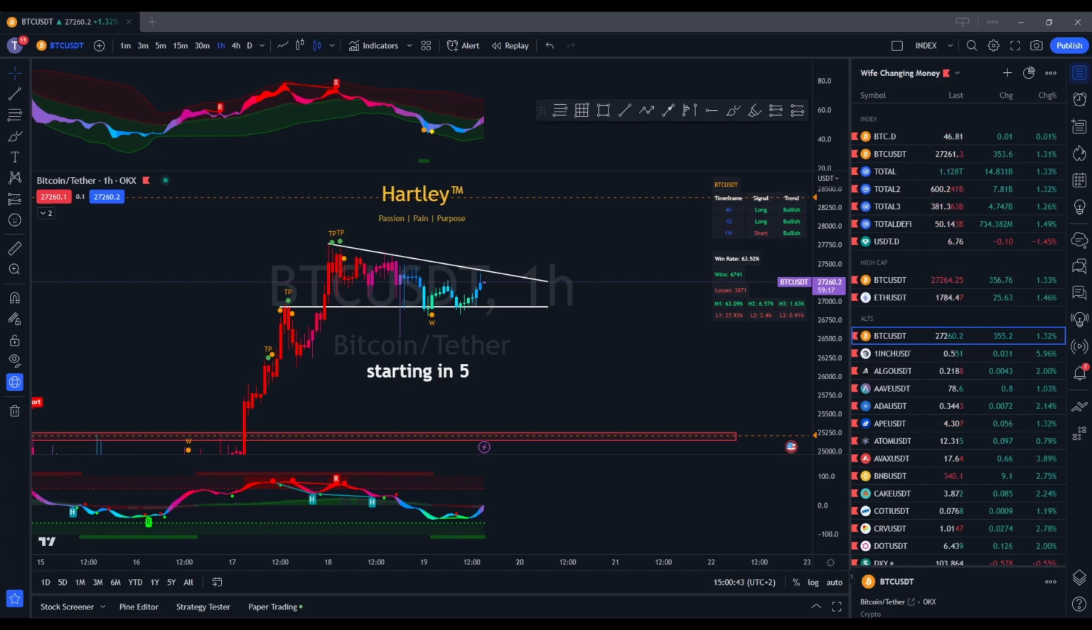So today's topic we will be discussing candle structure and how candlesticks work.